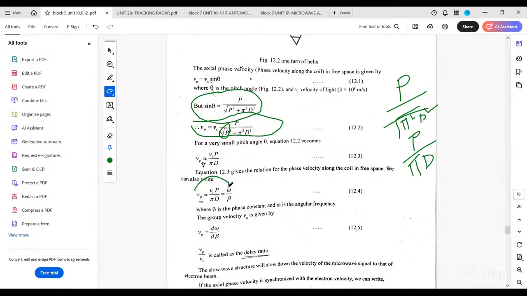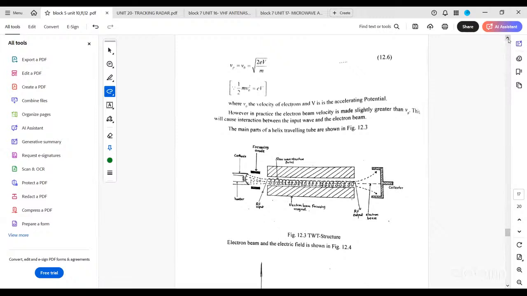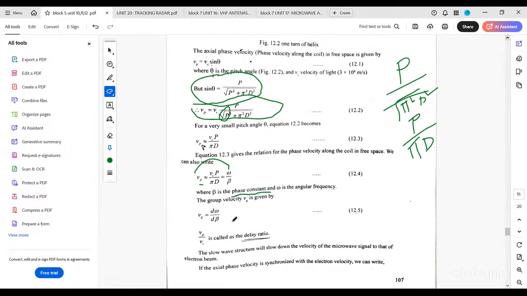What is omega? Angular frequency. What is beta? Beta is the phase constant. After this, I am calculating VG. VG is group velocity, VG equals d omega by d beta. The actual final formula is here only. We have done up to VP, and this becomes our final formula. VP by VC is called the delay ratio.